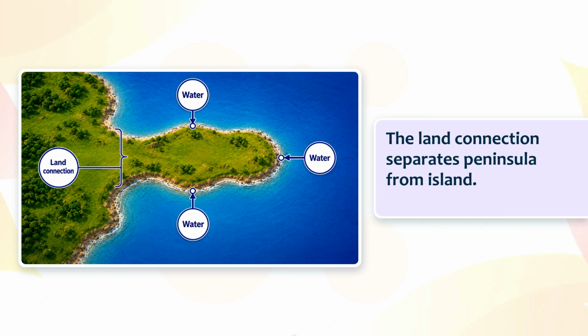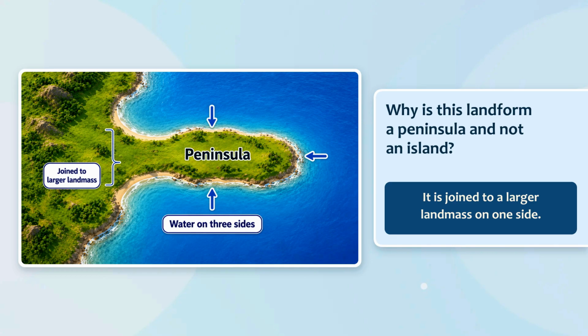One feature changes the whole classification. The land connection separates peninsula from island. A peninsula does not have water around every side. Compare the water sides with the joined side. Why is this landform a peninsula and not an island? The deciding feature is easy to trace. It is joined to a larger landmass on one side. Water touches only the other three sides.